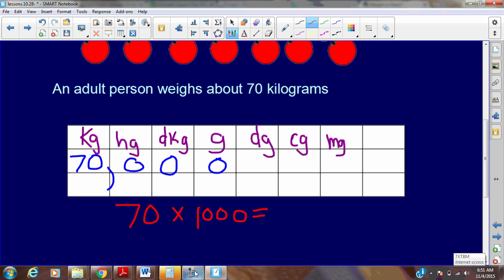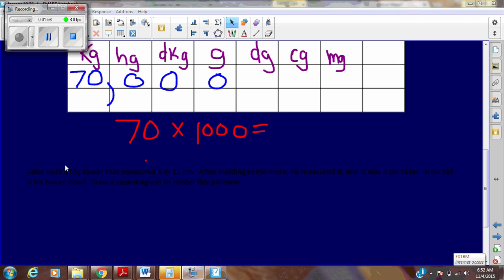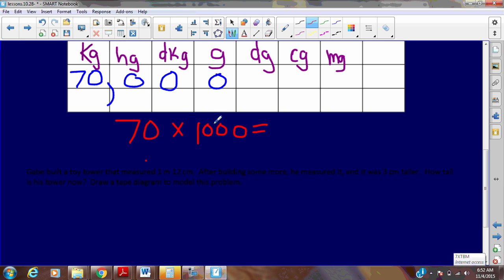For tonight's homework, let's take a look at it. So we're using a bit different numbers, but the same problem. Gabe built a toy tower that is measured in 1 meter and 12 centimeters. After building some more, he measured it, and it was 3 centimeters taller. How tall is his tower now? What you are being asked to do is to tell how tall his tower is now. That's what you should write for number 1. That's the question. That's what you're being asked to do.